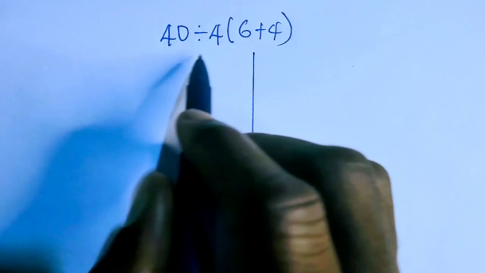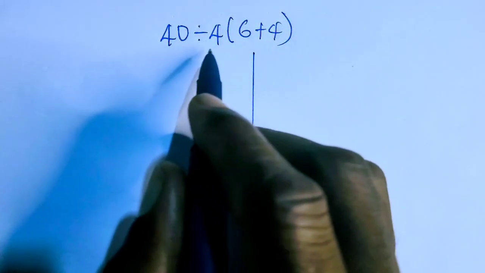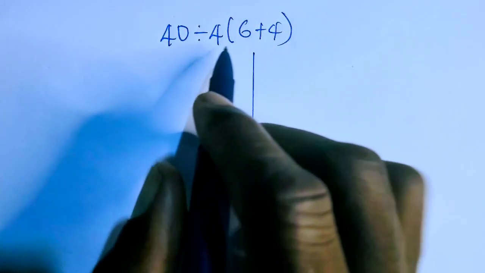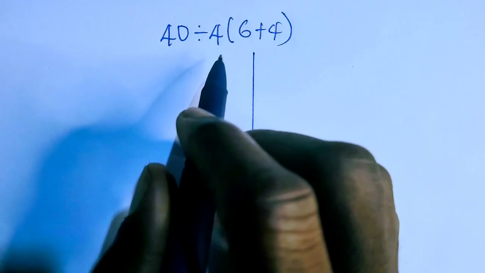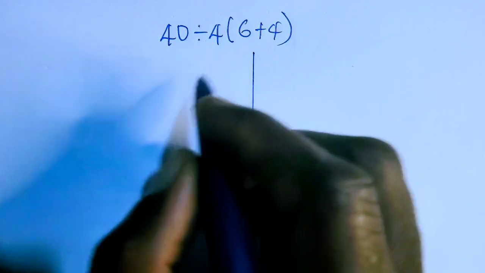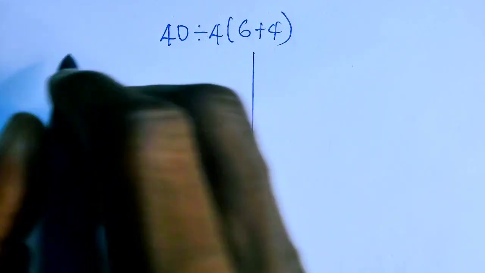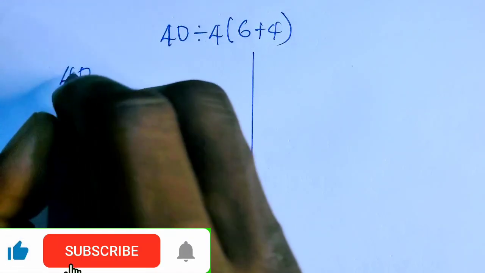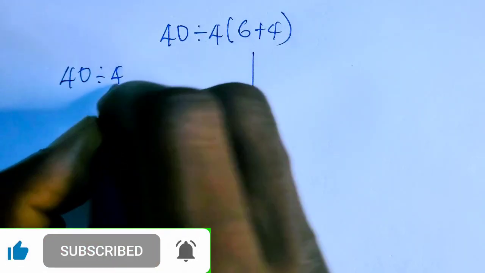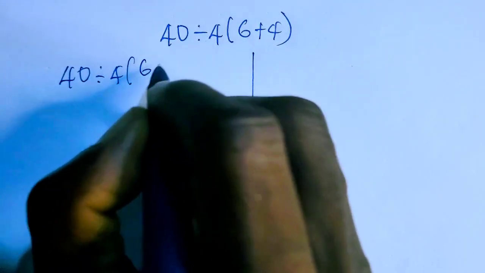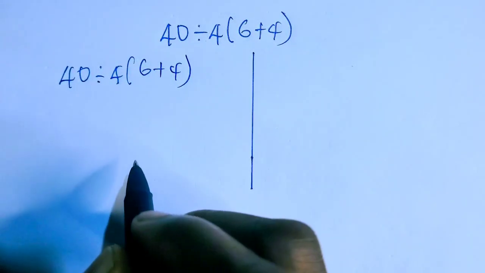About 99% of people still get this simple algebraic expression wrong. Now, look at how some people solve this question here. We have 40 divided by 4 into 6 plus 4.